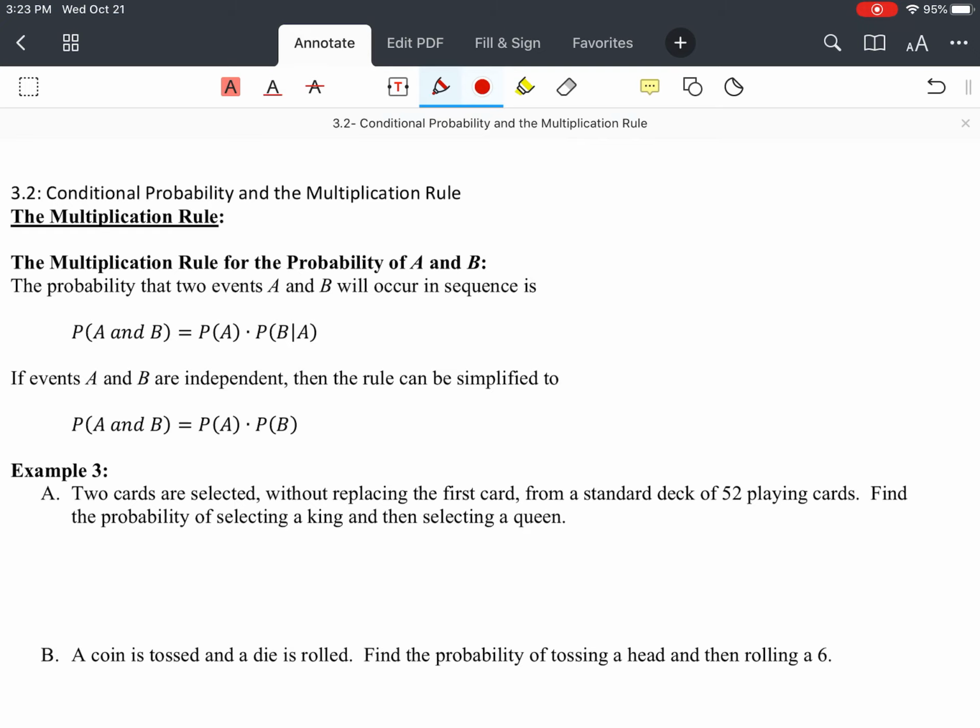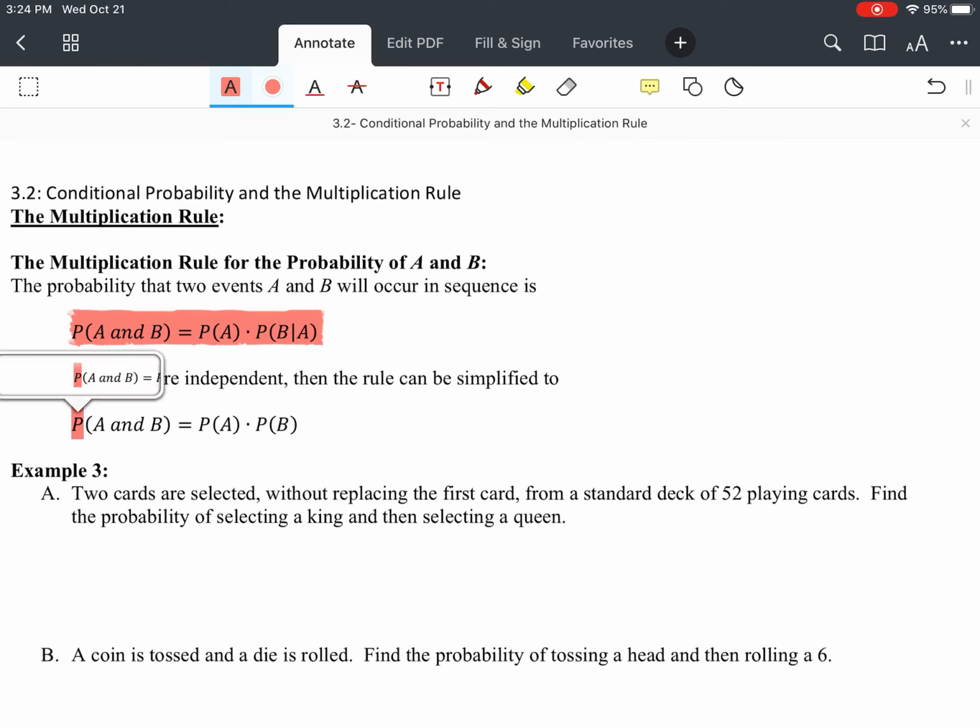This is going to be important because if something is independent, then we can simplify our equation. So let's talk about the multiplication rule really quick. If we have two events, A and B, the probability that they will happen in sequence is the probability of A times the probability of B given A, if they're dependent on each other. If they're independent, we can simplify that to this. The first one is basically saying that we're looking at the probability of A and B happening if we're taking things out and not replacing them.